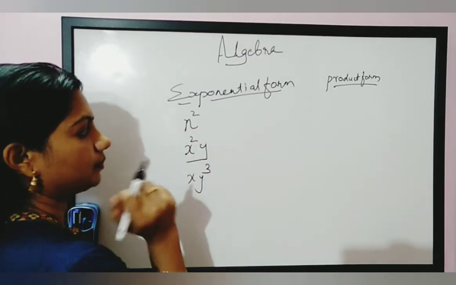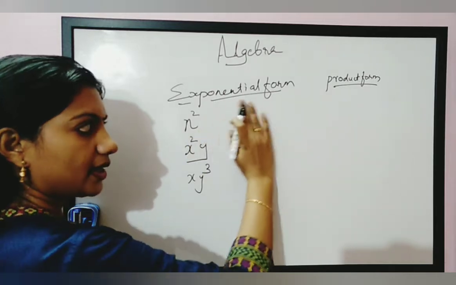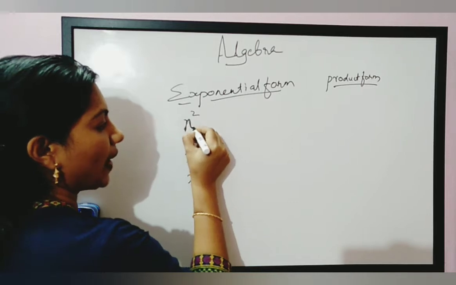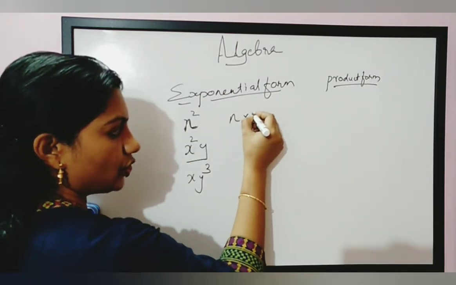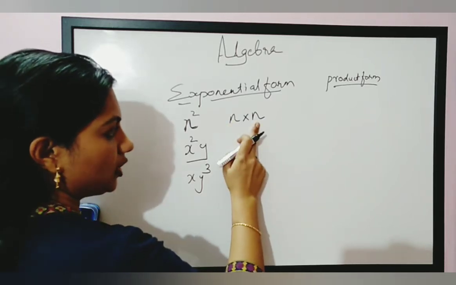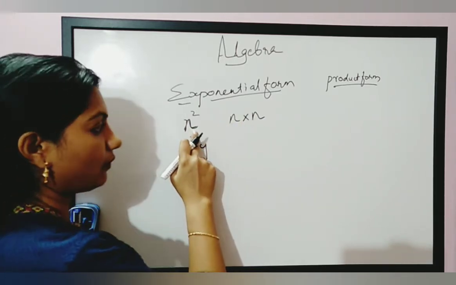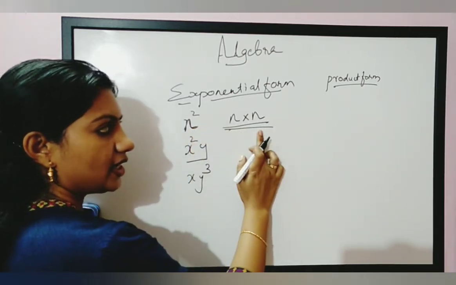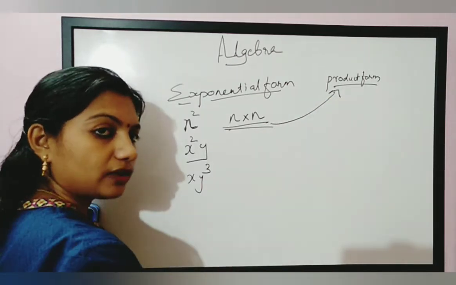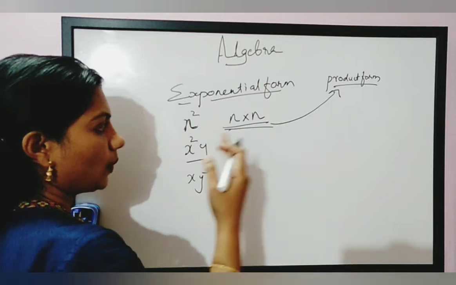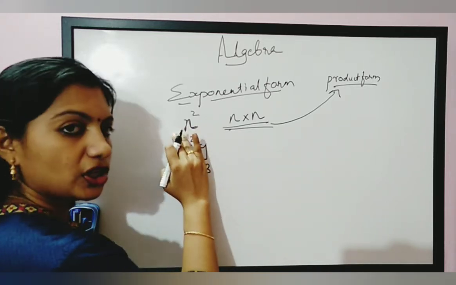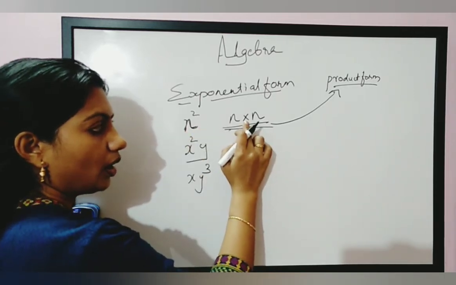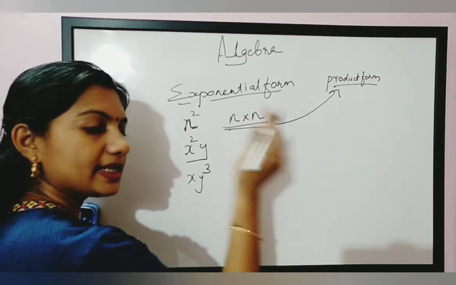Now let's look at exponential form and product form in algebra. I have n square here. So this n square is an exponential form. How do I say that? Because this n square I can get by n into n. I multiply n 2 times, I can write in an exponential form as n square. If I write n square as n into n, I call it product form. If you have a question which says convert this exponential form into product form, you convert this into a form where you have the multiplication symbol.